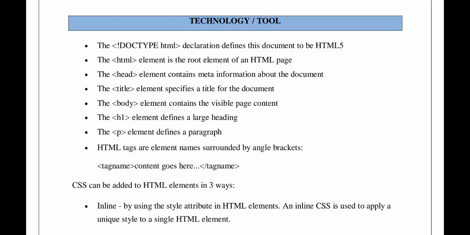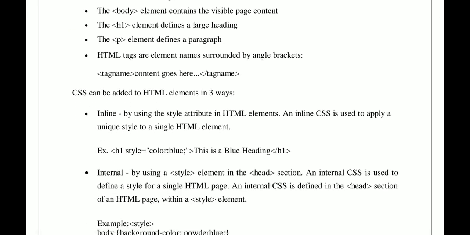will define the paragraphs, and other HTML tags are just element names surrounded by the angle brackets. So whatever tag we want to create, that will be the tag name, the contents, and close the tag name. Okay, and those tags should be written in the angle brackets. Then the CSS can be added to HTML elements in 3 ways.